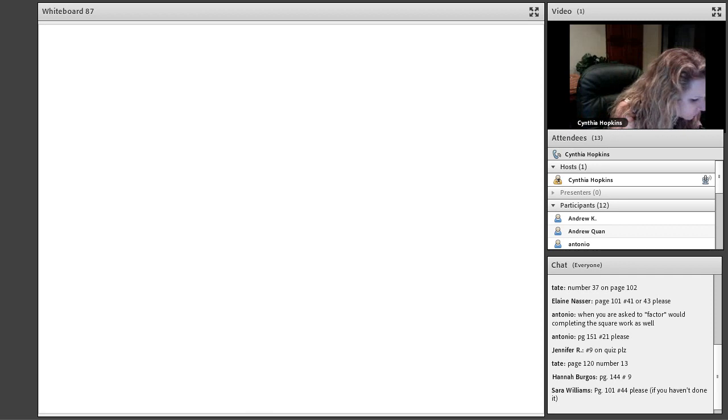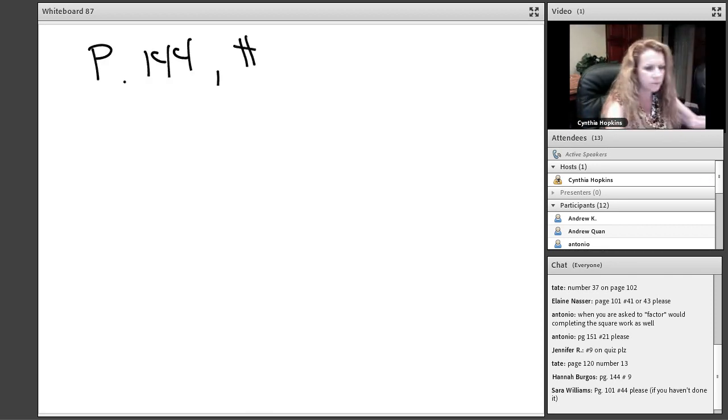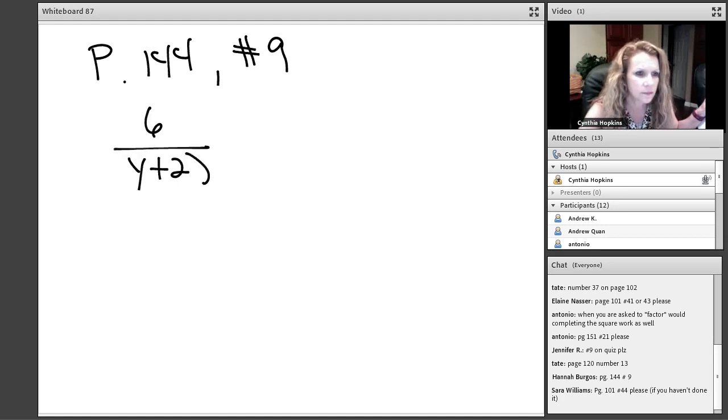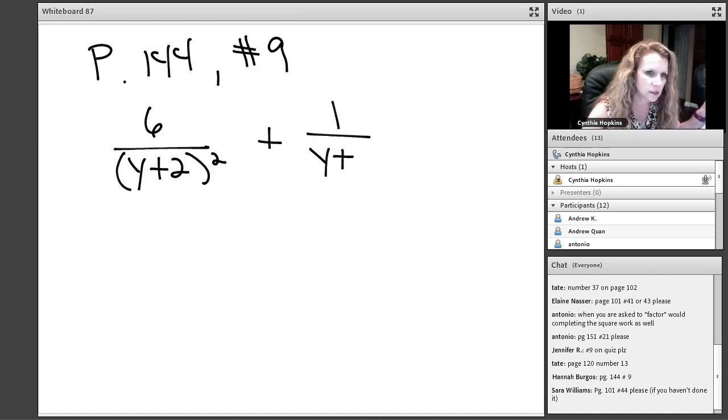Page 144, number 9. Okay, so this is an equation with fractions in it. So of course, we're going to get rid of the denominators. Okay, it is 6 over y plus 2, the quantity squared, plus 1 over y plus 2, and that equals 1.